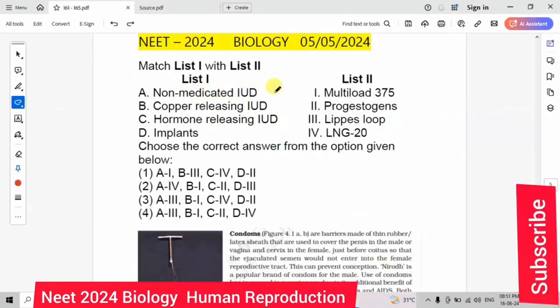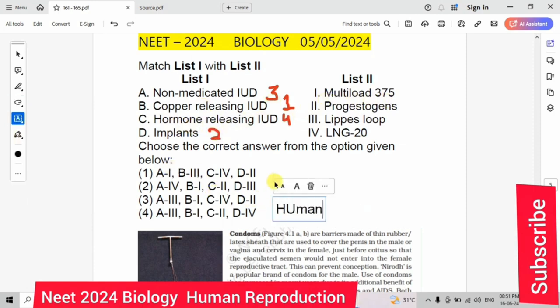1. Non-medicated IUDs, and it is 3. Lippes Loop. And next, copper releasing IUDs, and it is 1. Multiload 375. Next, hormonal releasing IUDs, it is 4. LNG-20. Next, implants, the last one, it is 2. Progestogens. So 3142 is the answer and it is option 3. It ends the chapter known as human reproduction.